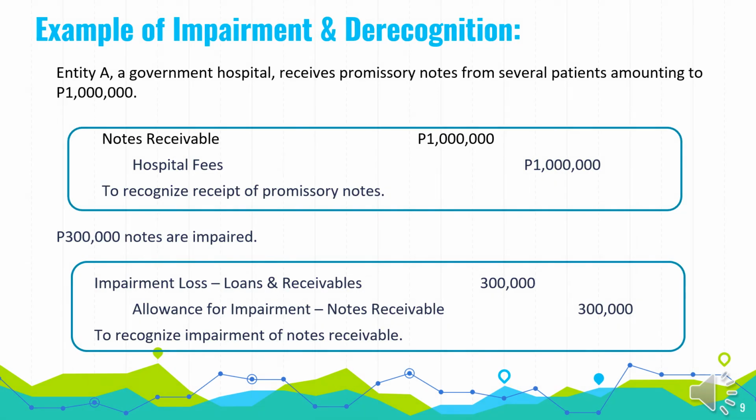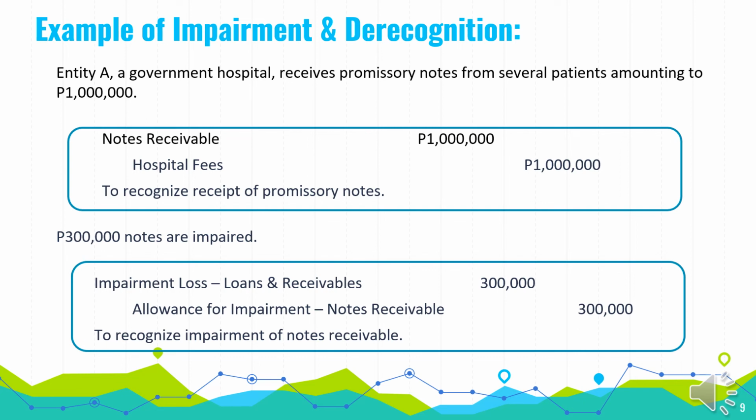To further understand this topic, we have here a comprehensive example from the book. Entity A, a government hospital, receives promissory notes from several patients amounting to 1 million. To recognize receipt of promissory notes, we have debit notes receivable amounting to 1 million and credit hospital fees amounting to 1 million. At year end, it was estimated that 300,000 notes are impaired.